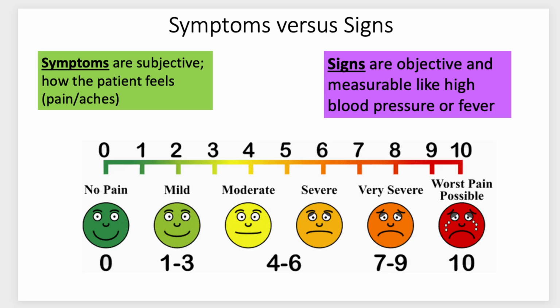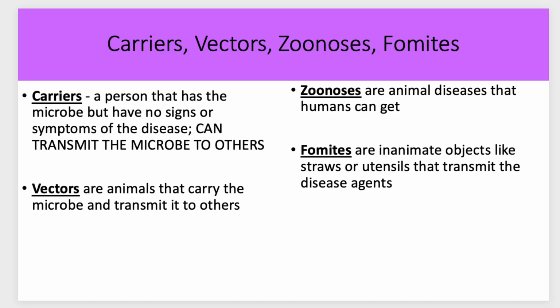So that brings us to some general terminology that we'll look at. So symptoms versus signs. Symptoms are subjective. This would be how the patient feels, pain level, description of aches, things like that. So symptoms are subjective. Signs are objective, and they are measurable. So, for example, a certain sign of a particular illness might be a high fever. You can measure that and get a temperature. Or it might be high blood pressure, which could also be measured. So signs are measured.